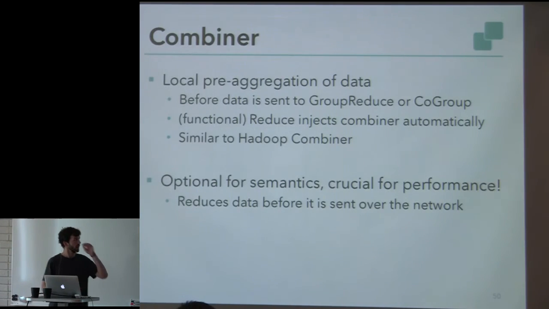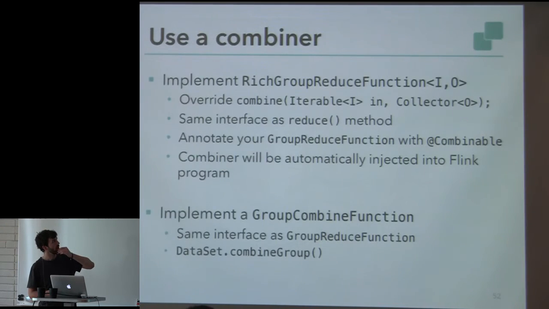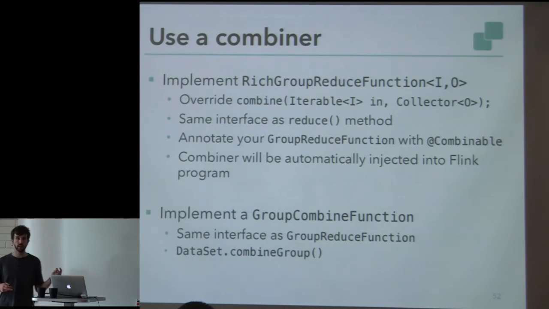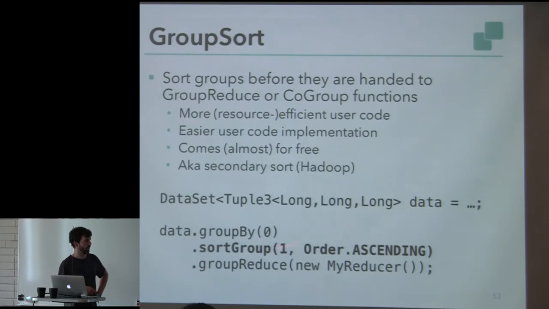Then of course we have combiners, and combiners you already know about. In Flink you have explicit control over how your combiner should look. So you can implement this rich group reduce function, for which you can specify a combine function. Yeah, that's pretty much it. And you can specify the sorting, which is performed internally in Flink when you group elements. You can directly specify the sorting, so you don't have to do it in user code.